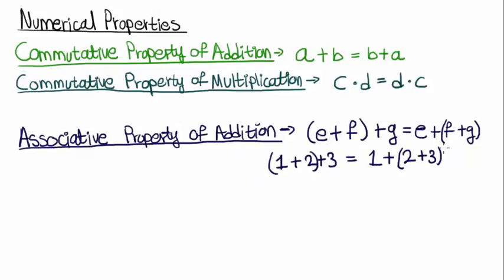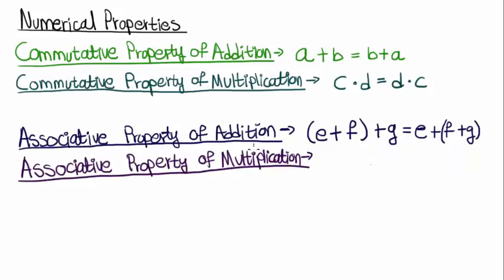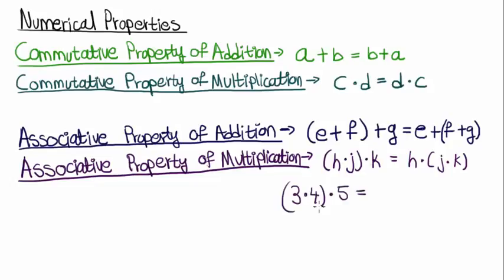Now let's quickly look over what is meant by the associative property of multiplication. The associative property of multiplication tells me that if I have three numbers that are being multiplied together, such as H, J, and K, like this over here, then that is equivalent to them being multiplied in this order over here. So again, if you have three numbers that are being multiplied together, let's say 3, 4, and 5, like this over here, then that will give you the same answer if I multiply the three numbers in this order over here.